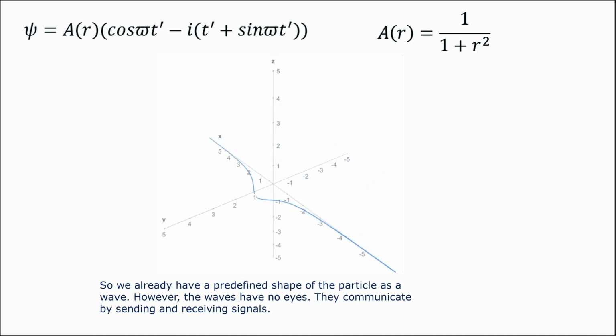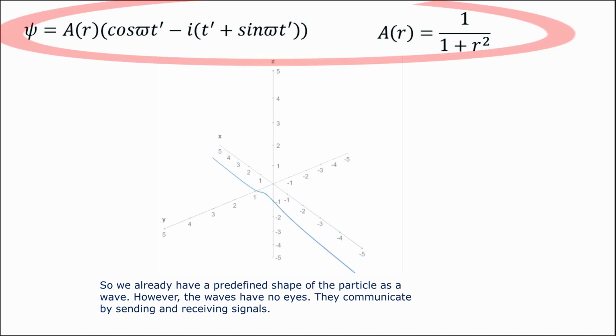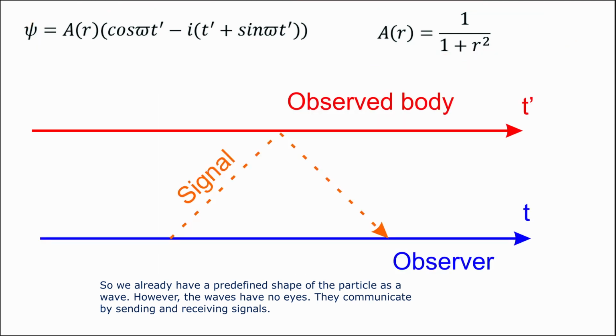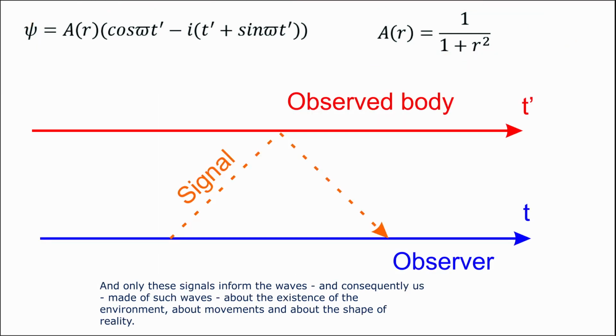So we already have a predefined shape of the particle as a wave. However, the waves have no eyes. They communicate by sending and receiving signals. And only these signals inform the waves, and consequently us made of such waves, about the existence of the environment, about movements, and about the shape of reality.